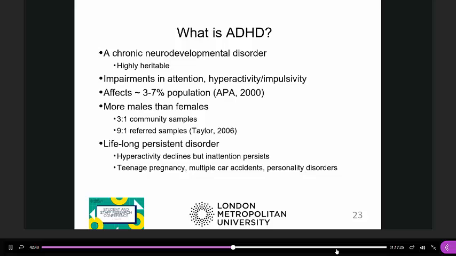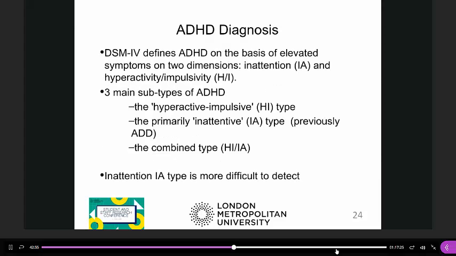And it is a lifelong persistent disorder which can, in adolescence, result in teenage pregnancy, multiple car accidents, and personality disorders. So they are further classified into hyperactive, impulsive. Some are just inattentive, and some have the combined type. The inattention type is more difficult to detect because you need to find when somebody is not paying attention. So that's a non-behavior, which is more difficult to detect.